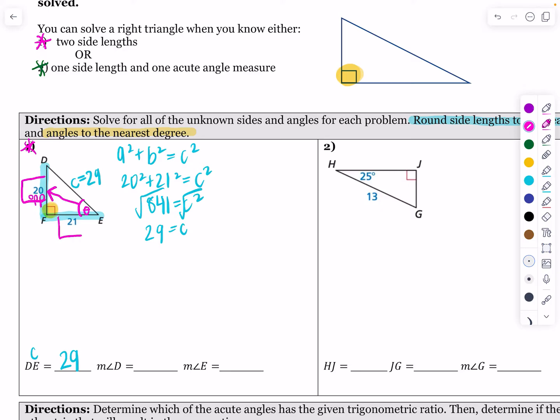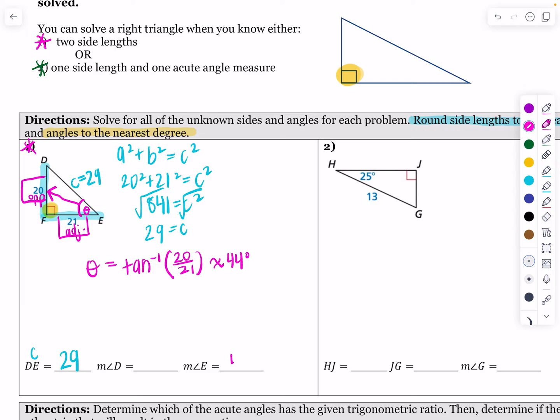The 21 falls adjacent to the theta. So I'm going to use inverse tangent. That way, if I happen to make a mistake on finding the hypotenuse, it doesn't burn me twice, okay? So we're going to do the inverse tangent of 20 over 21, opposite over adjacent. When you type that in, inverse tangent of 20 divided by 21, you get 43.6, so we're going to round that to about 44 degrees because it wants it to the nearest whole number.